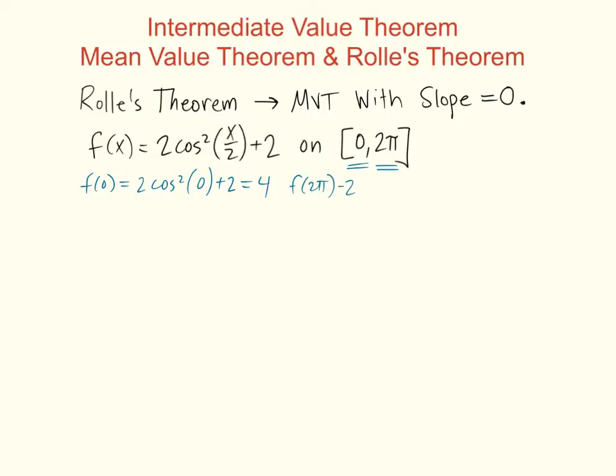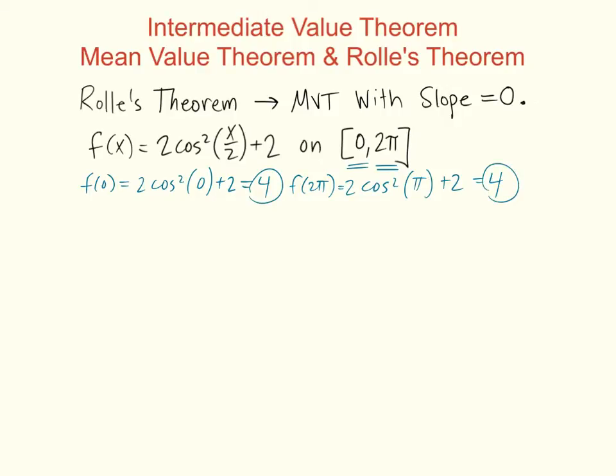is 2 cosine squared of 2π divided by 2, which is π, plus 2. So cosine of π is -1, square it, you get +1, times 2 plus 2 equals 4. So Rolle's theorem applies because these things are both 4.